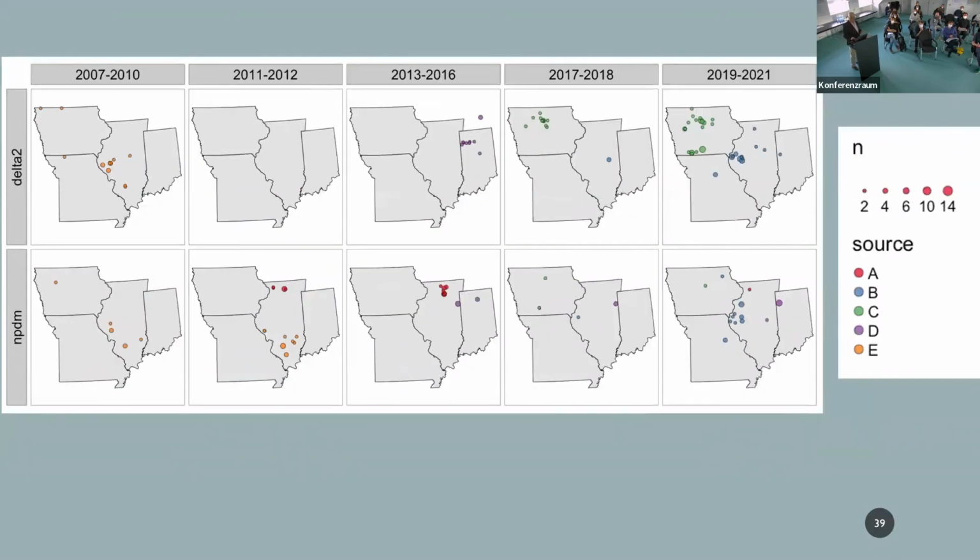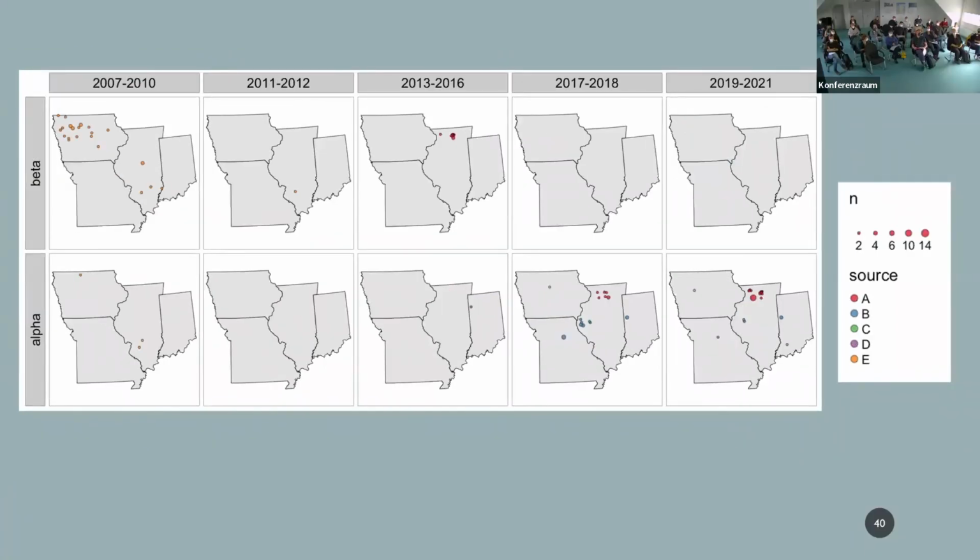So this is the next two most common ones, delta 2 and NPDM. NPDM is a concern because that is the 2009 human pandemic, the one that presumably started in Mexico and went to the US and then spread around the world. So anyways, this is just showing the different systems. These are the more minor ones as well, and you can't really see much from those patterns.